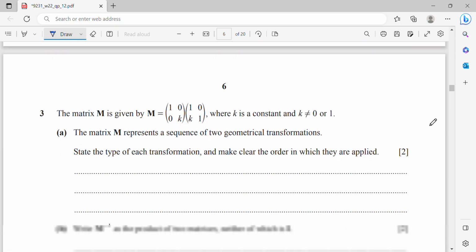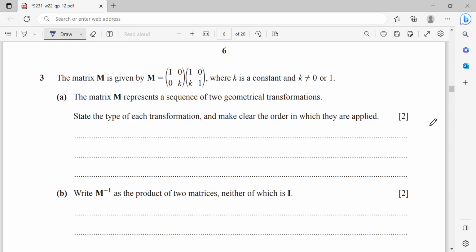Now let's move on to question 3. It is a matrix question. The matrix M is given by 1, 0, 0, k times 1, 0, k, 1, where k is a constant and k cannot be 0 or 1. The matrix M represents a sequence of two geometrical transformations. State the type of each transformation and make clear the order in which they are applied.